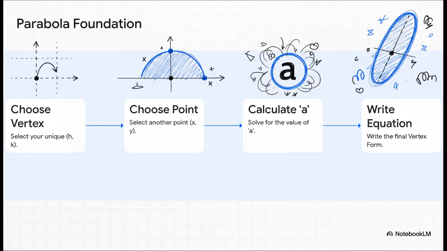First, you'll choose a vertex. Then you'll pick any other point that's going to be on your curve. From there, you'll calculate a super important value we call a, and then finally, you'll put it all together to write the final equation. These are basically the algebraic instructions for your design.